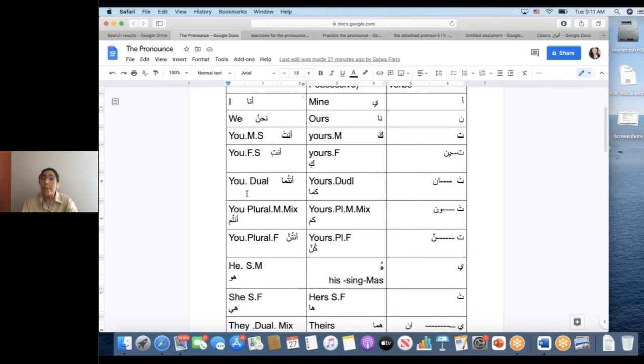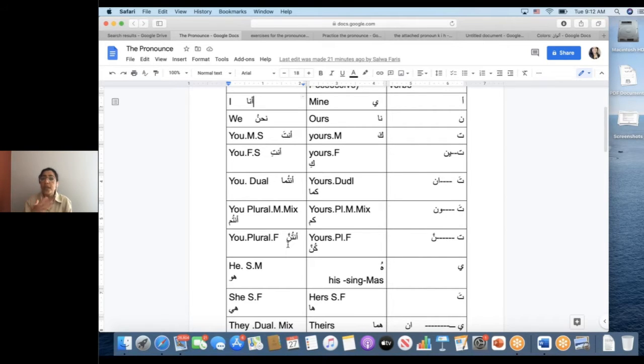With antuma, because it's dual, you have ta at the beginning and alif noon, which comes with the dual all the time. And with antum, because it's plural, you're gonna have ta at the beginning and waw noon at the end, because waw noon always comes with the plural. And with antunna, again, you have ta and noon shadda at the end. This is with the verb. You're gonna have ta at the beginning every time.